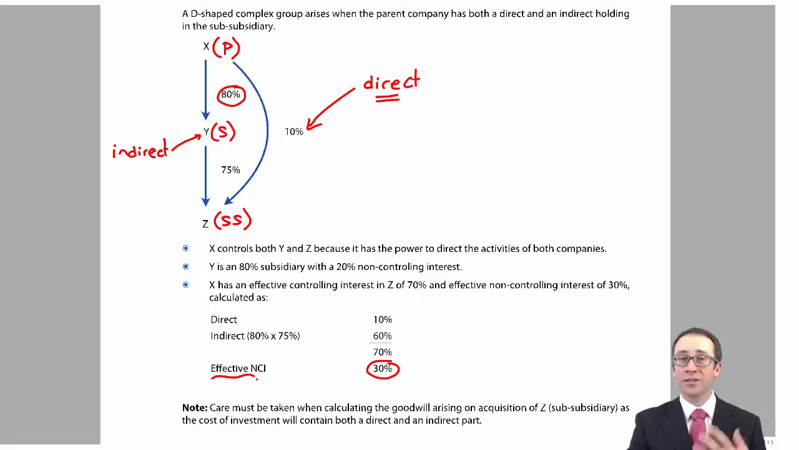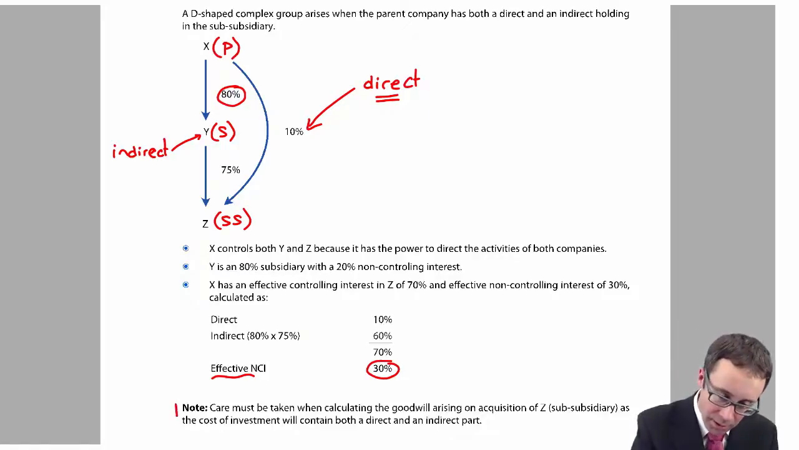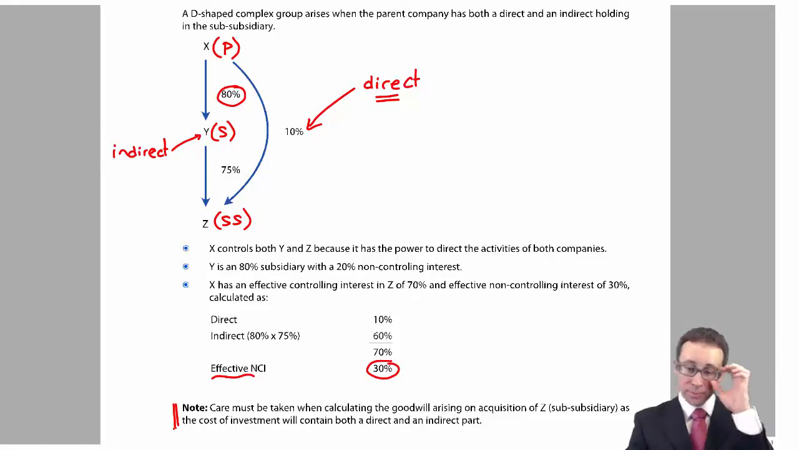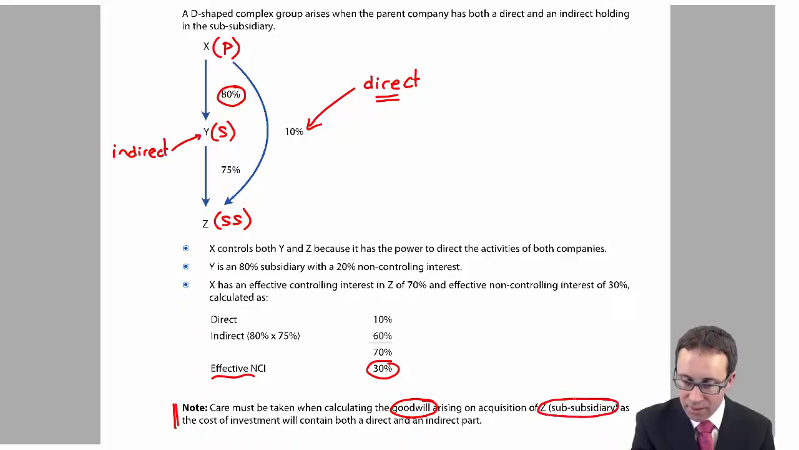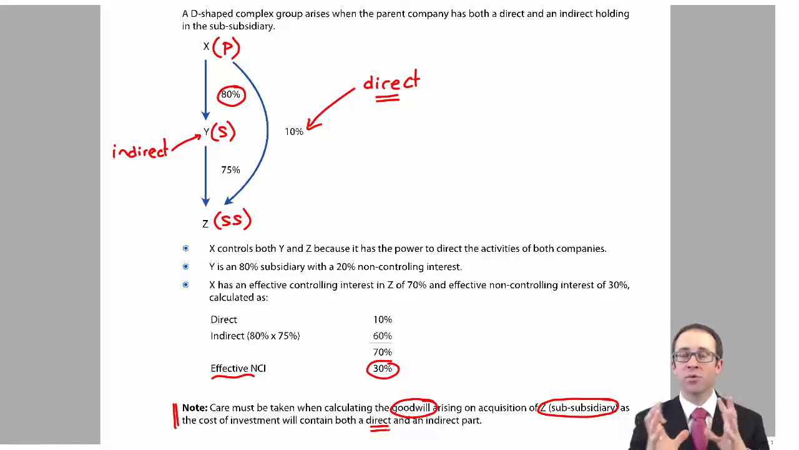All the calculations are exactly the same as what we had before. You still calculate goodwill for both the sub and the sub-sub in exactly the same way. However, there is one little note of caution. When you're calculating the goodwill arising on the acquisition of Z, the sub-subsidiary, you put in 80% based on the indirect holding, but don't forget that you now need to include the direct holding as well. Whatever the parent has paid to acquire that 10%, we need to add into the goodwill calculation. That's it. Everything else for the goodwill is the same.